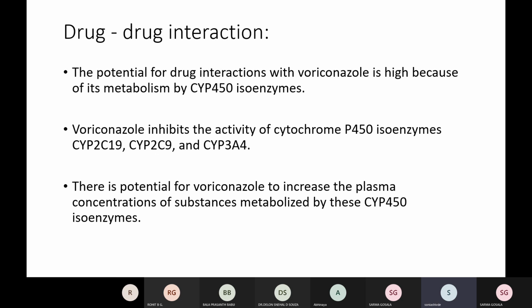Coming to drug interactions, which is the most important topic, the potential for drug interactions with voriconazole is high because of its metabolism by CYP450 isoenzymes. And voriconazole inhibits the activity of cytochrome P450 isoenzymes, predominantly 2C19, 2C9, and 3A4. So there is a potential for voriconazole to increase plasma concentrations of those substances which are metabolized by these enzymes.